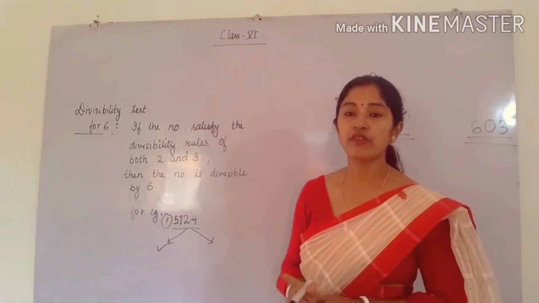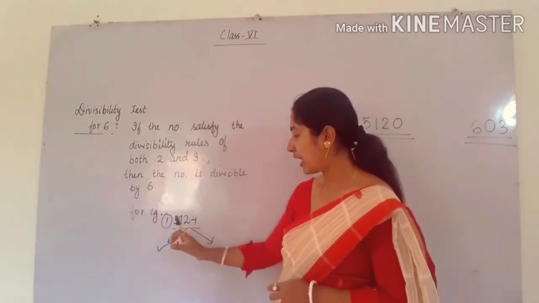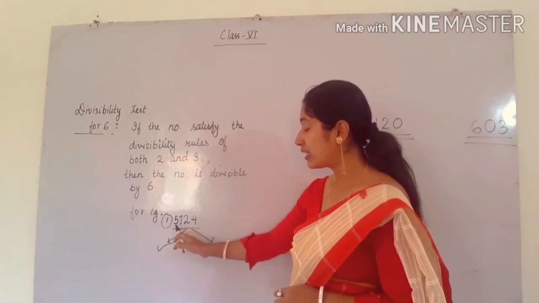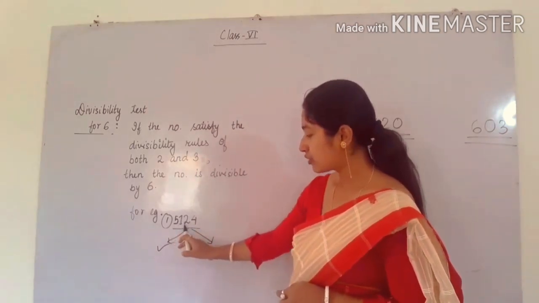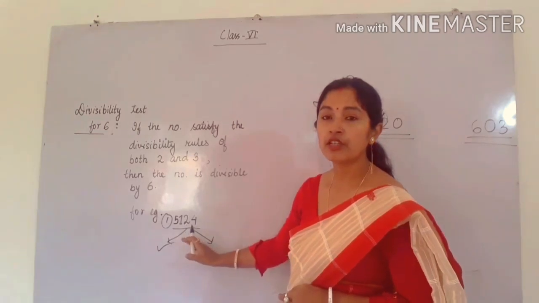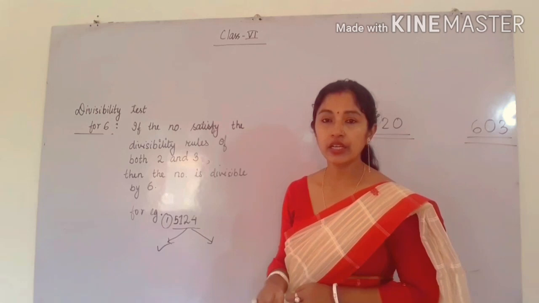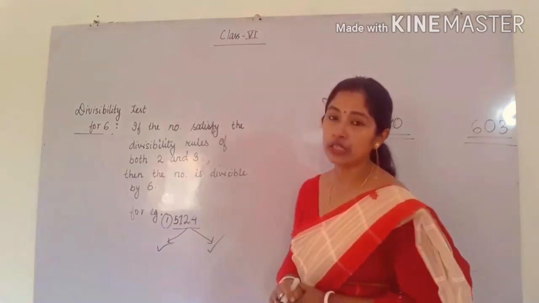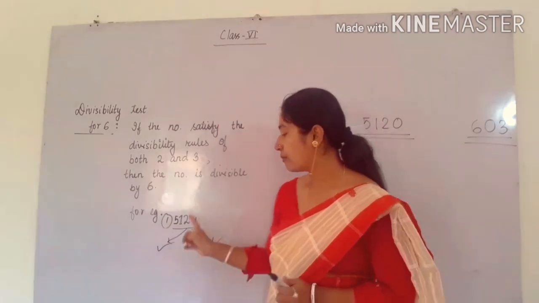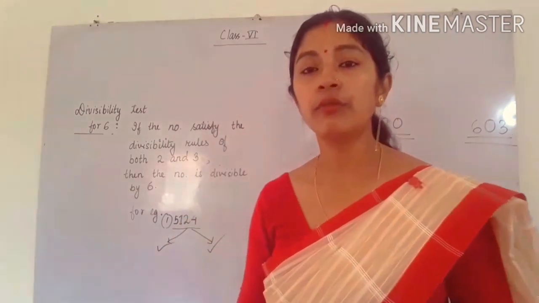Next you have to check the divisibility test for 3. For 3, you have to add all the digits in the number. So 5 plus 1 is 6, 6 plus 2 is 8, 8 plus 4 is 12. So 12 is divisible by 3, therefore this whole number is also divisible by 3. So we can say this number is divisible by both 2 and 3, therefore it should be divisible by 6.